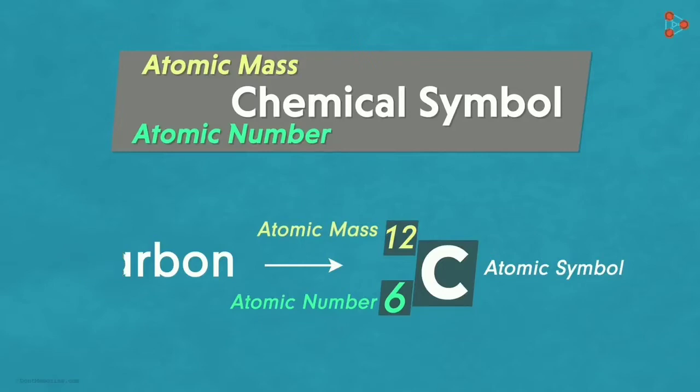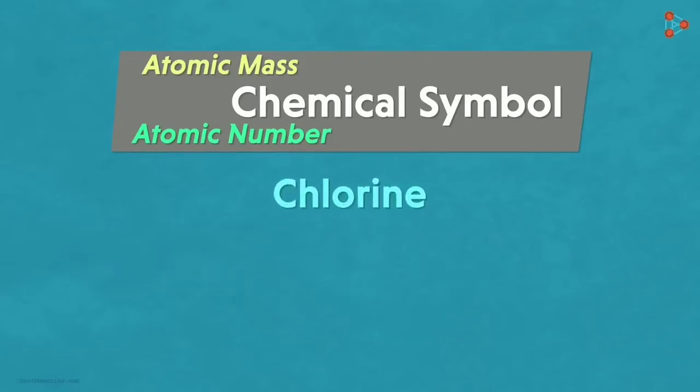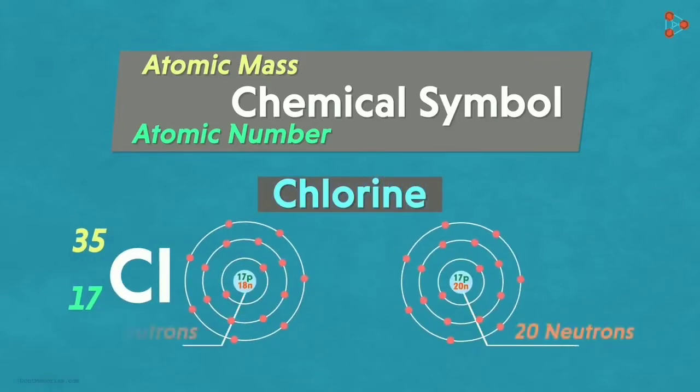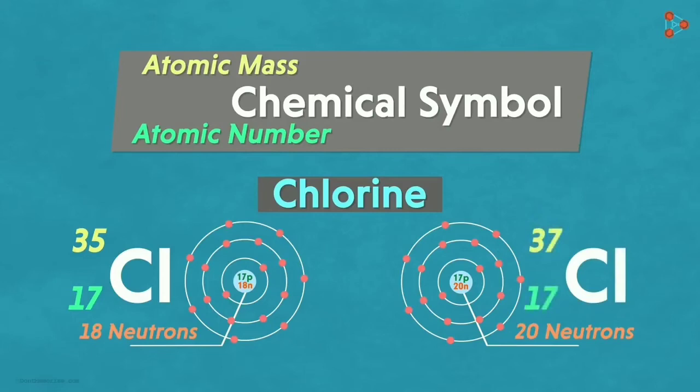Now what if it's another element, say chlorine? Something like this maybe? Yes, one type of chlorine atom can be represented like this. Why did I say one type of chlorine atoms? Are there more types of chlorine atoms? Yes, some chlorine atoms have 20 neutrons instead of 18 in their nucleus. Then how do we represent this type? Yes, just like this representation.